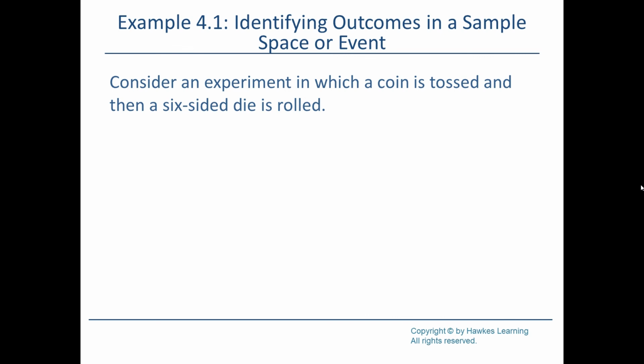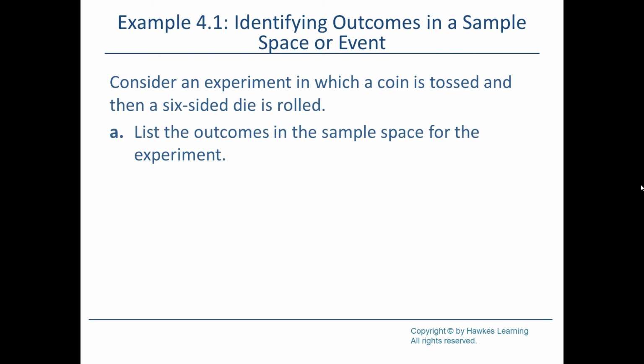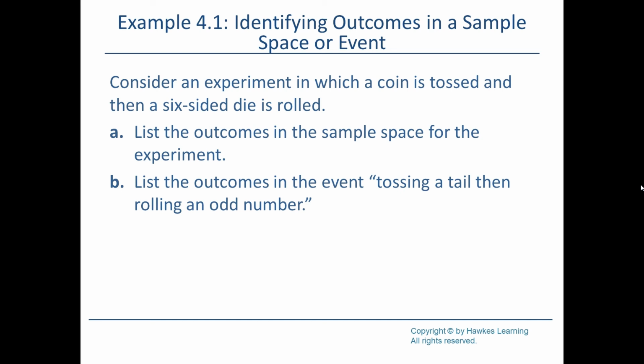Example 4.1. Consider an experiment in which a coin is tossed and then a six-sided die is rolled. So A, we need to list the outcomes of the sample space for the experiment. Coin toss, then six-sided die is rolled. Okay. B, list the outcomes in the event, tossing a tail, then rolling an odd number.